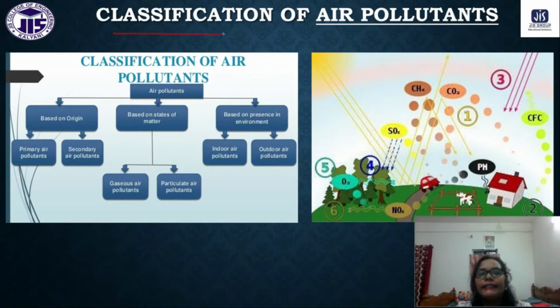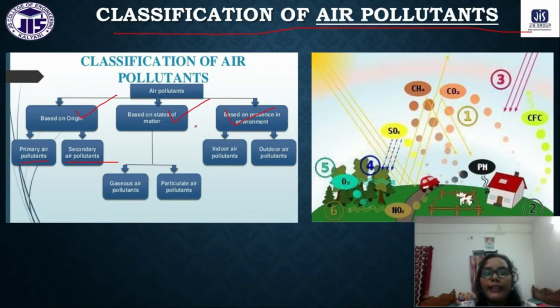Okay, these are the classifications of air pollutants. Air pollutants are generally of three types. One is based on origin, one based on the states of matter, and one based on the presence in the environment. So these are the three types of air pollutants that we have. Based on origin, we have primary pollutants and secondary pollutants, right? We will discuss, don't worry, we will discuss in detail. Now, based on the states of matter, generally there are two types of air pollutants that we have: gaseous air pollutants and particulate matters.